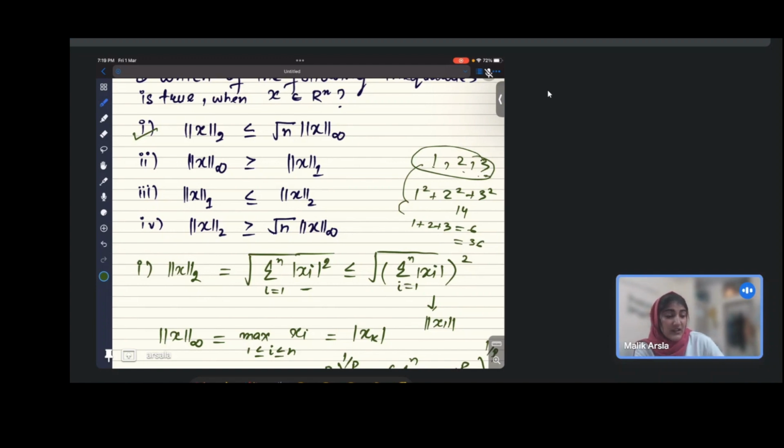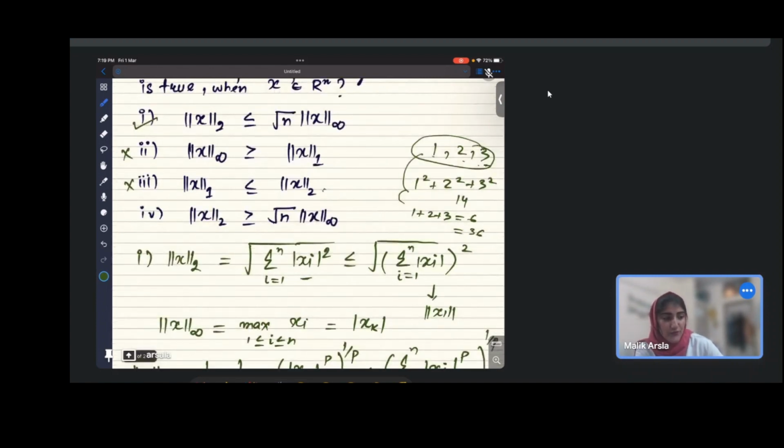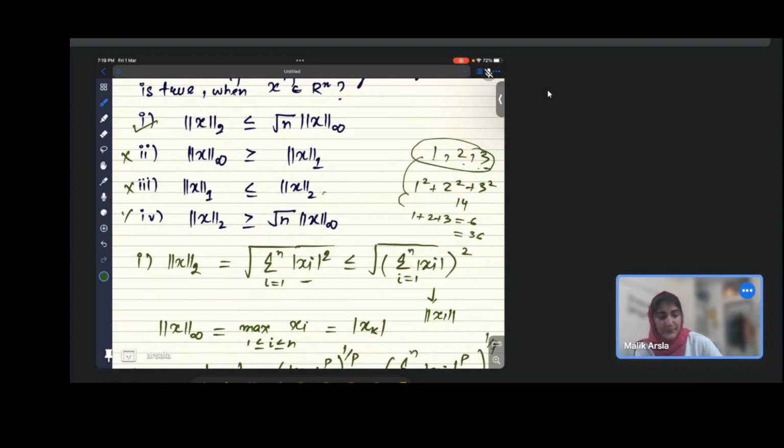Similarly, for the third option, we showed here that the x2 norm is less than or equal to the x1 norm, and here it is given the reverse. So this option is also wrong. And the last option is just the opposite of the first. So if the first is correct, the last is wrong. Okay.